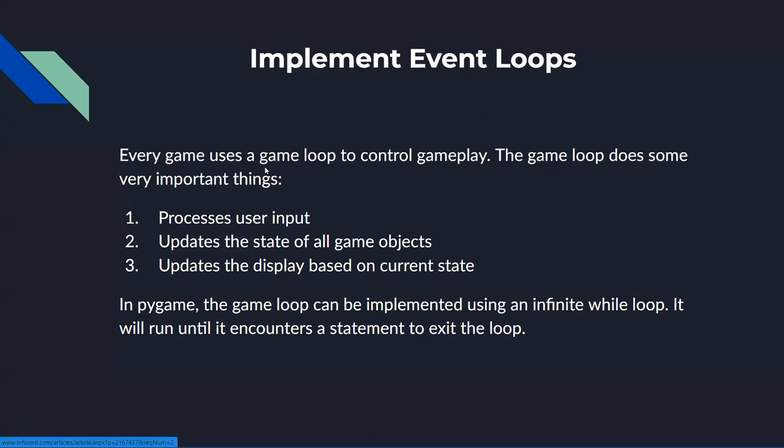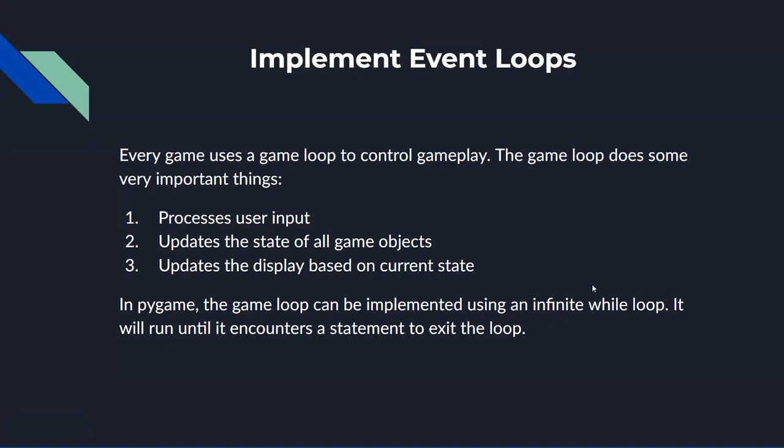So, let's start with how we can implement loops in Pygame. First, look at what a game loop is. Every game that we play runs a loop in the background. It takes the user input, whatever key we press on the keyboard, then it updates the states of all the game objects. Like if I press the forward key, it will change the position of the player, and then it updates the screen based on the current states of different objects. Continuing the example, if I press the forward key and my player moves forward, it will display on the screen.